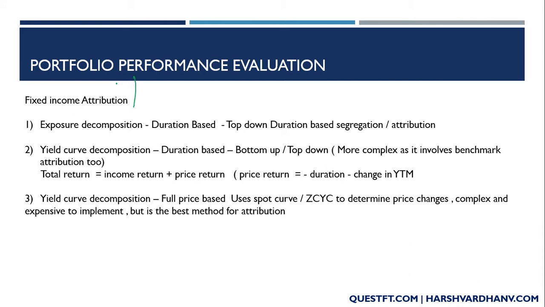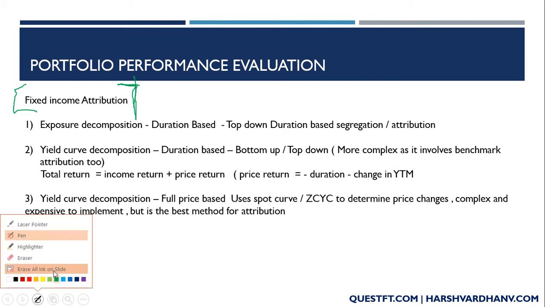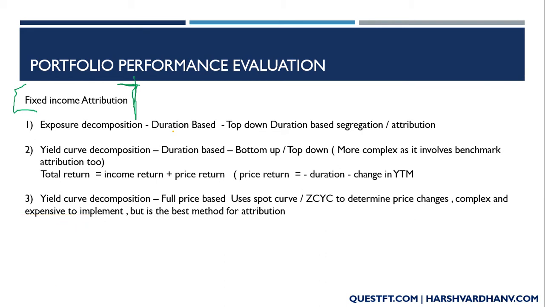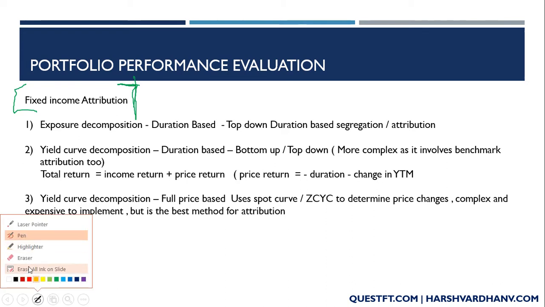So that was for the equity attribution. Now there is a big difference between fixed income and equity attribution. Equities will be mostly price based, and fixed income will be mostly interest rate based, or duration rate based. I will take a darker sketch.